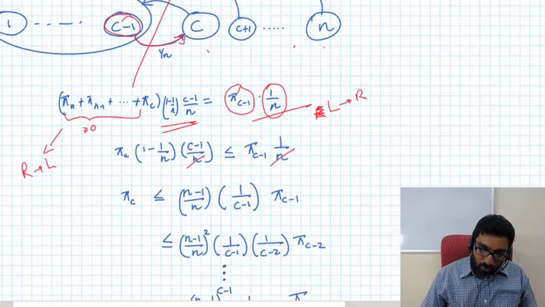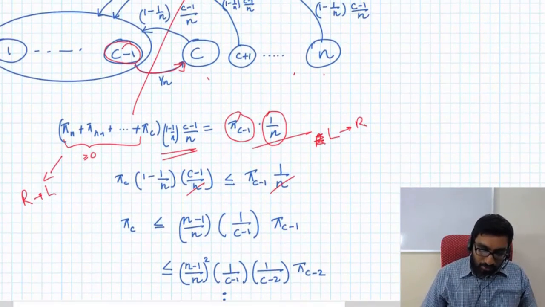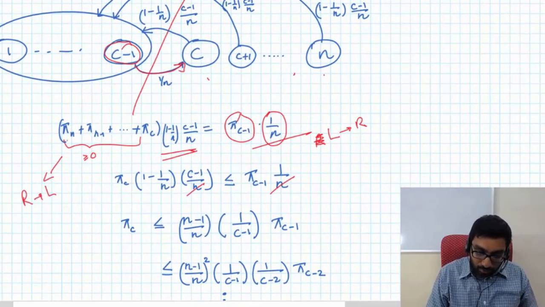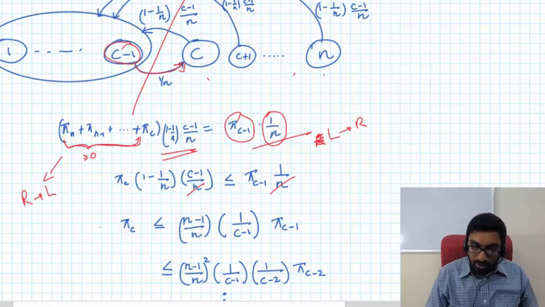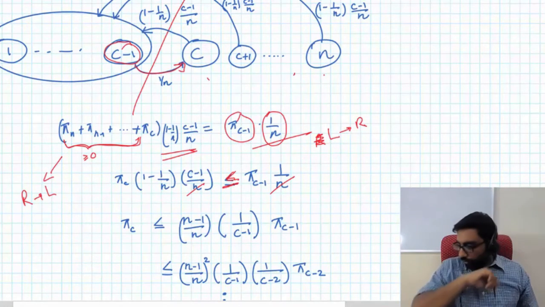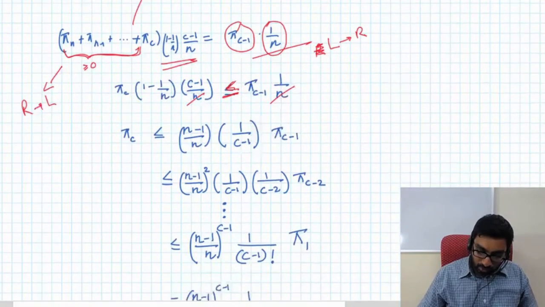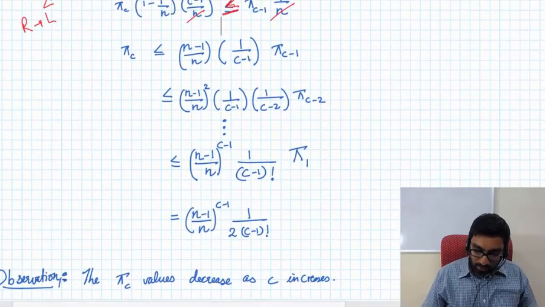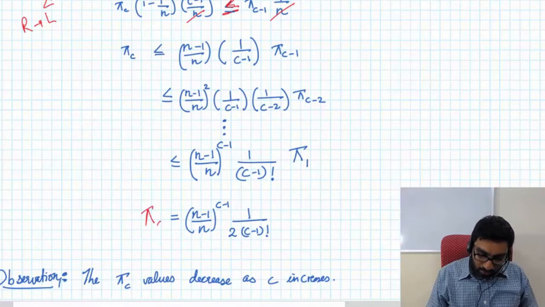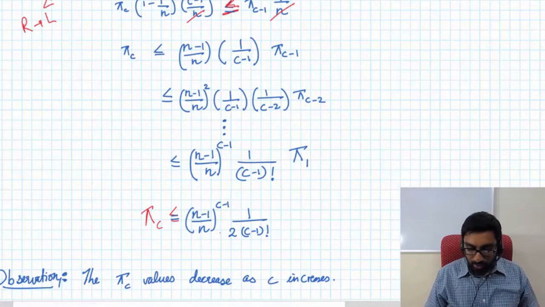And here, if we work through this and make some simplifying assumptions, so for example, all these probabilities are going to be greater than 0, and so we simply ignore them and make this an inequality. And we continue to solve this to get pi c to be less than or equal to n minus 1 over n raised to the c minus 1 times 1 over 2 times c minus 1 factorial. Okay.